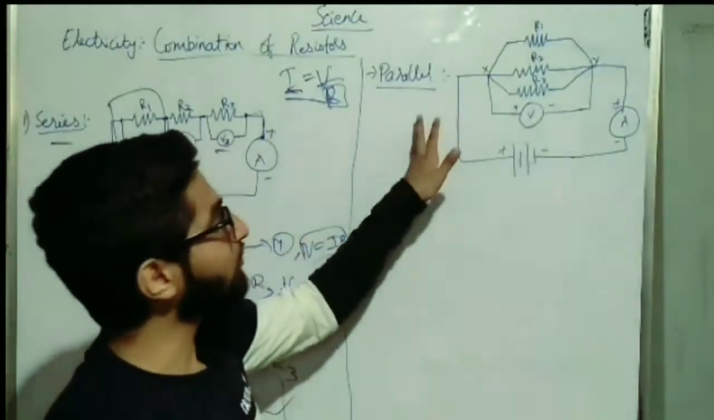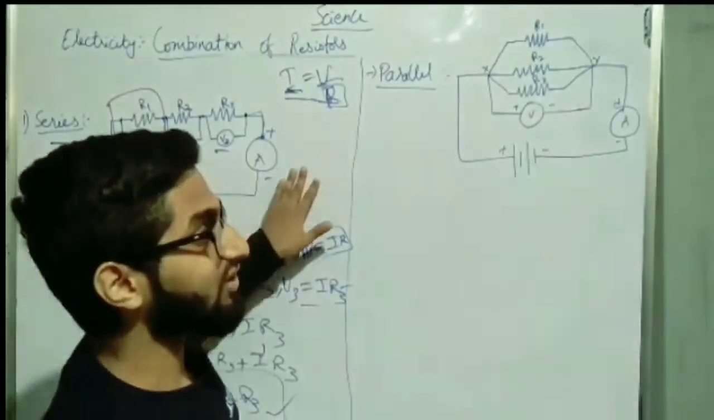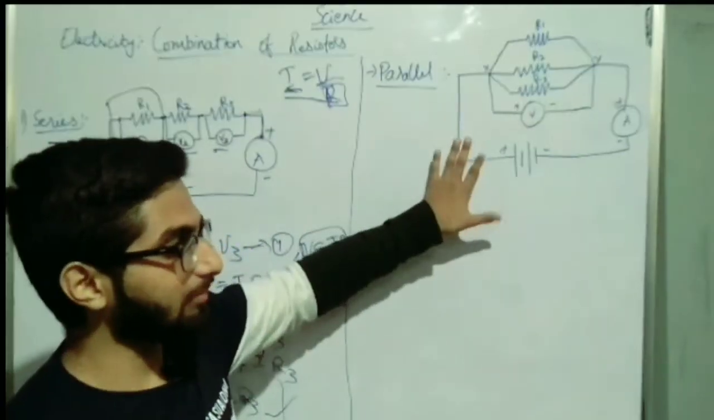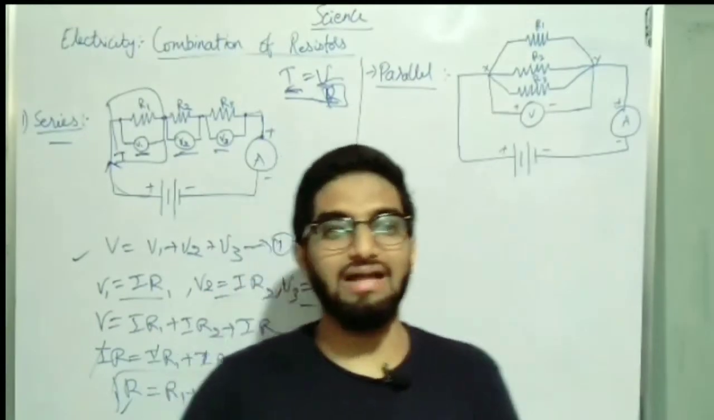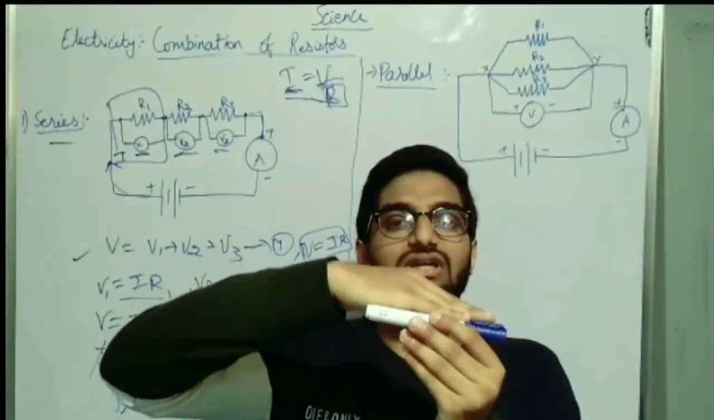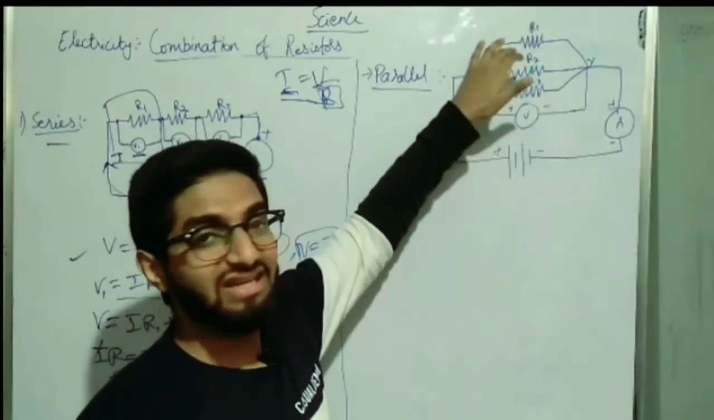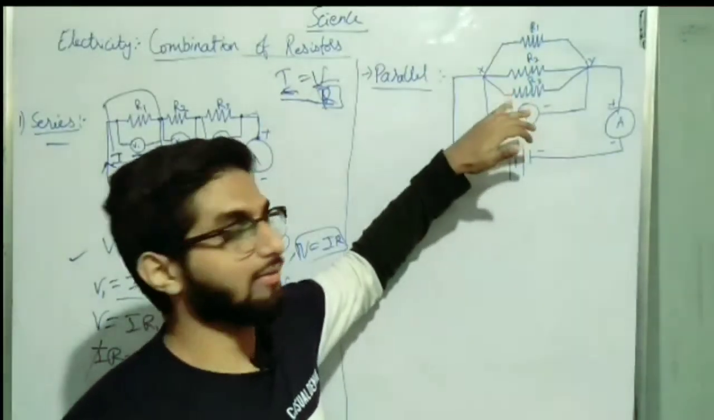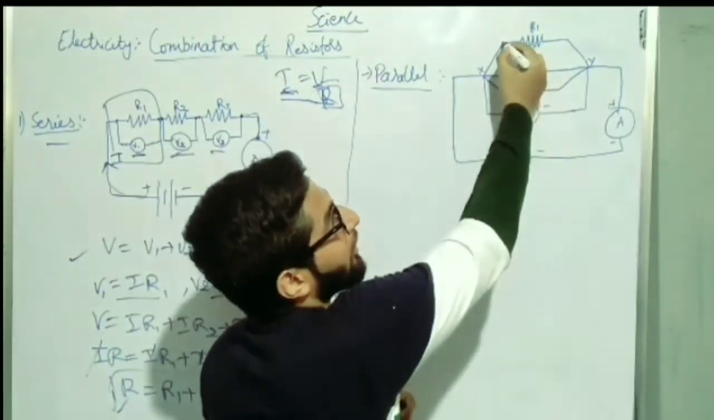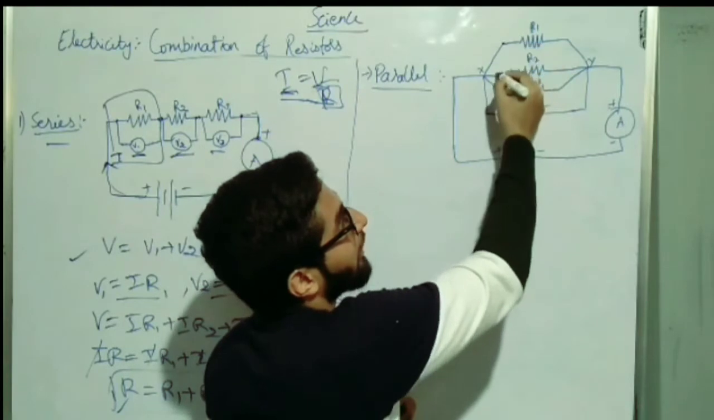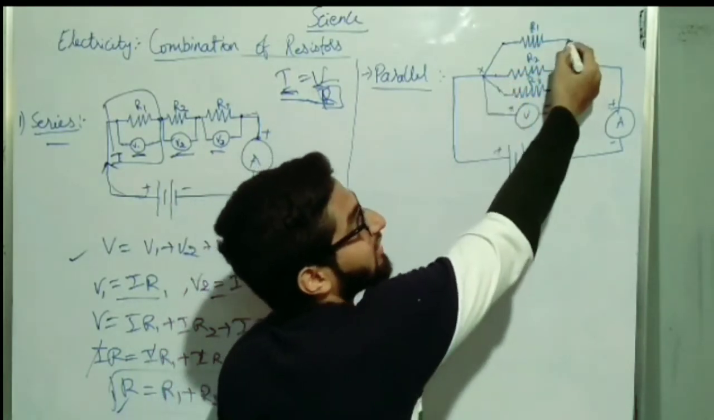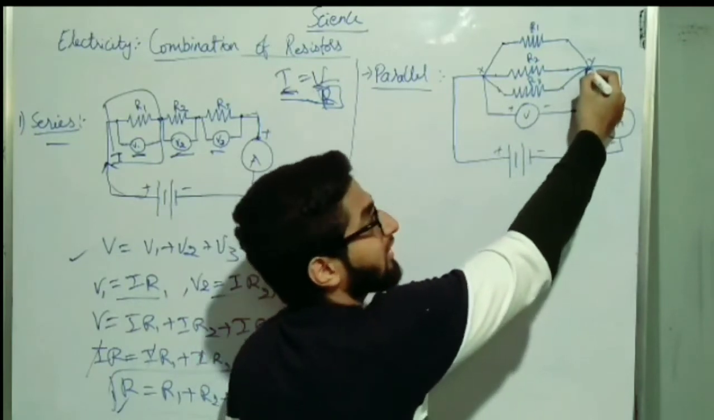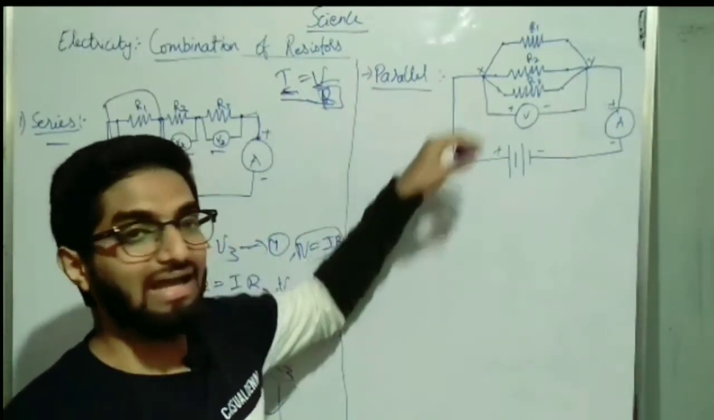Next, we'll move to the parallel combination. If you have studied this, then this will be much easier to understand. What is parallel? As you know, parallel means one above the other. So the resistors are placed one above the other. As you can see, the end terminal of 1, 2 and 3 is joining at the point X, and the other terminal is joining at the point Y. So this is your parallel combination.